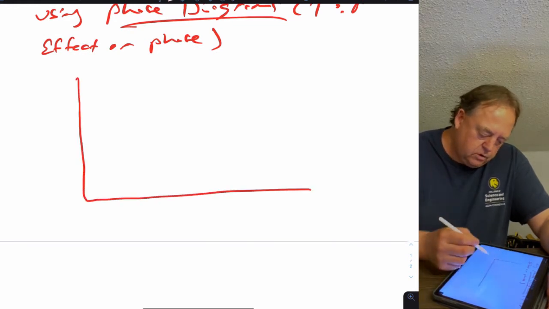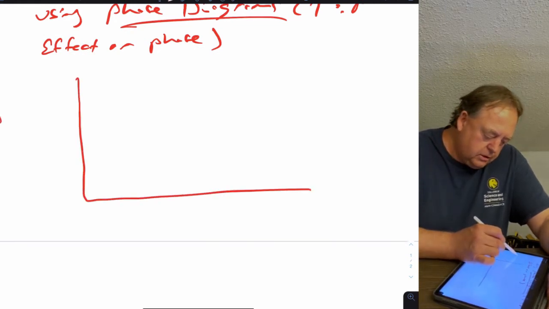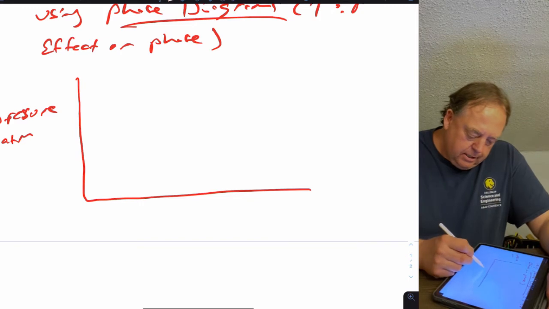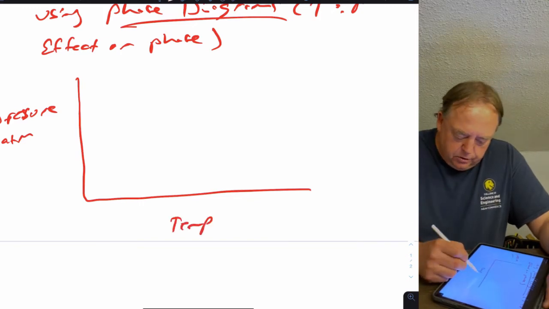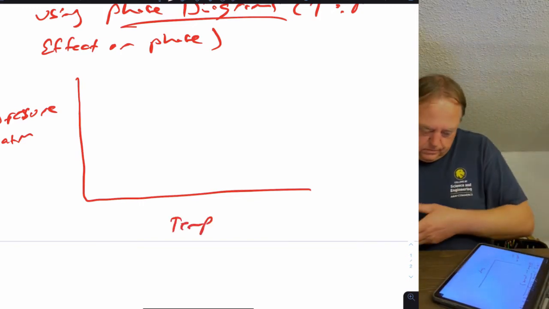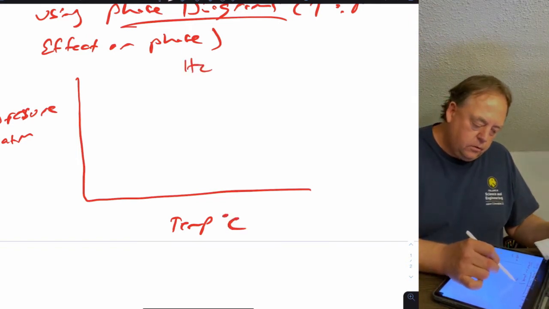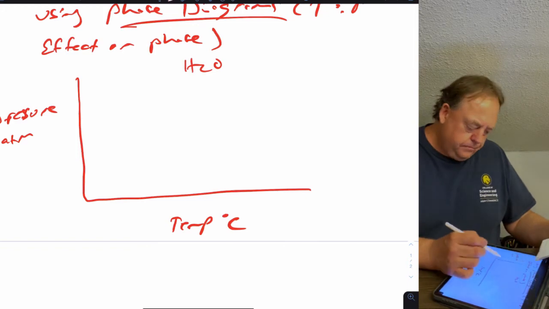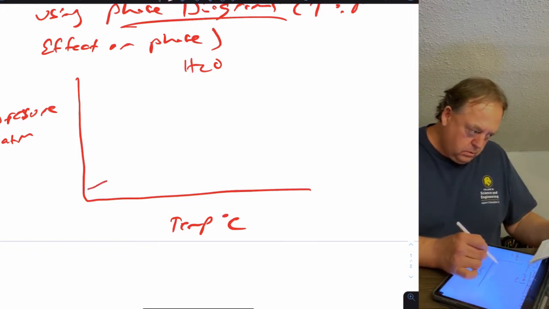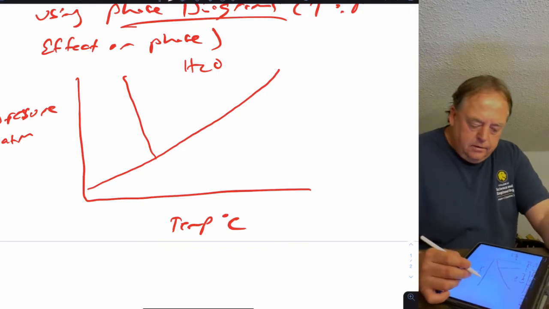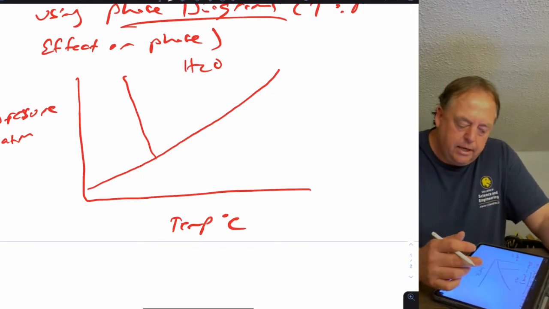The phase diagrams look something like this. On this axis you have pressure, in units of atmospheres, and temperature, in Celsius or Kelvin, it doesn't matter. So we'll look at a phase diagram for water, for example. Its phase diagram looks something like that. So three different phases: solid, liquid, gas.